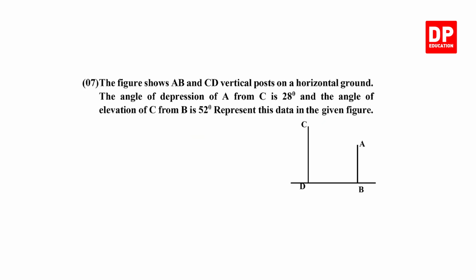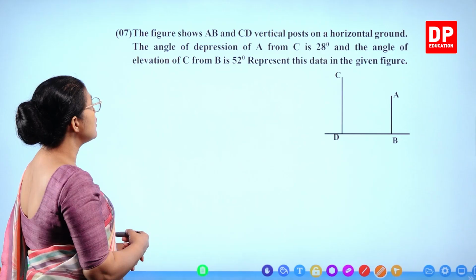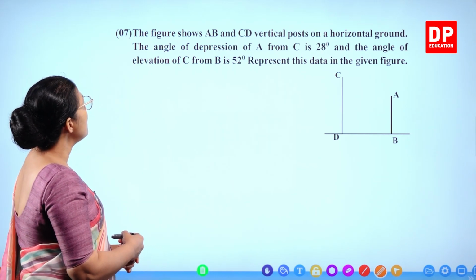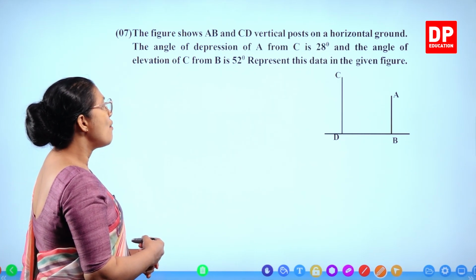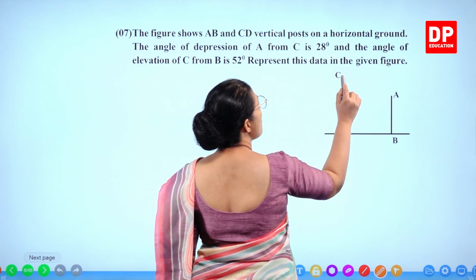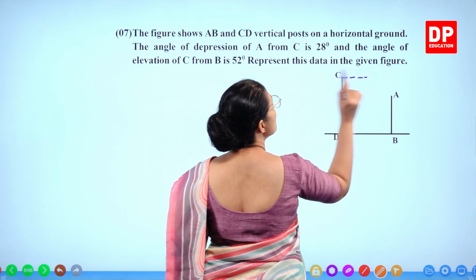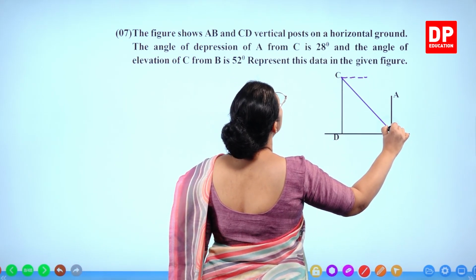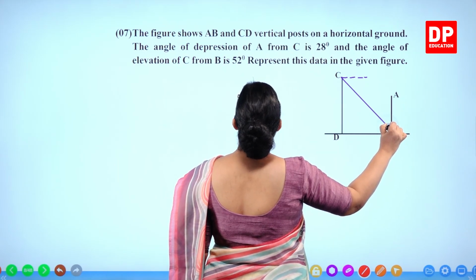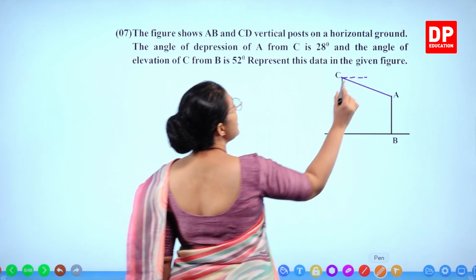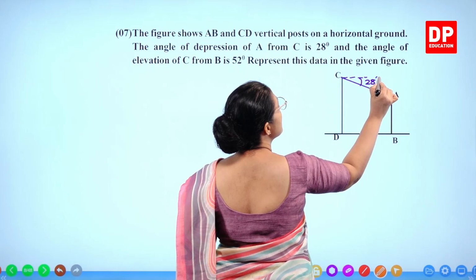Question number 7. The figure shows AB and CD vertical post on a horizontal ground. The angle of depression of A from C is 28 and the angle of elevation of C from B is 52. Represent this data in the given figure. So depression from C, angle of depression. So when you draw the vertical line, angle of depression is with the depression of A here. This one is given 28. This angle is given 28.